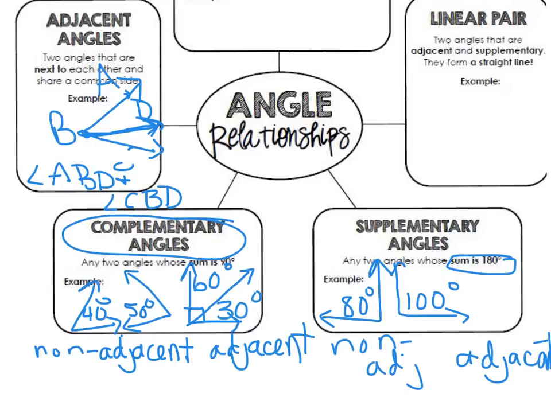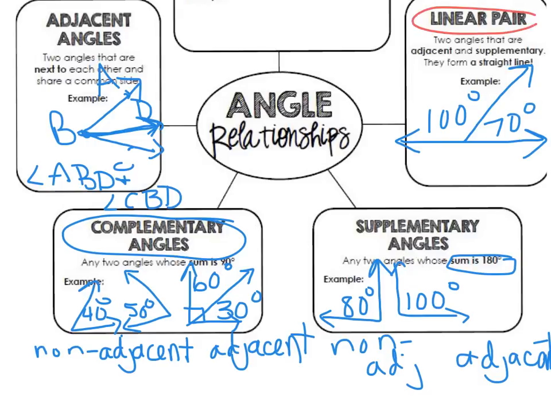Now notice that when you do that, you actually get a straight line when you have those two angles. So let's say I have one angle right here that is 70 degrees and the other angle is 100 degrees. They add up to 180 and they are what would be called a linear pair. A linear pair are two angles that are adjacent. They share a side, right? They share this side right here and they form a straight line.